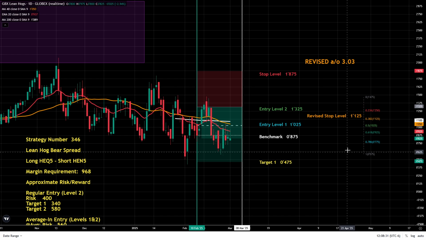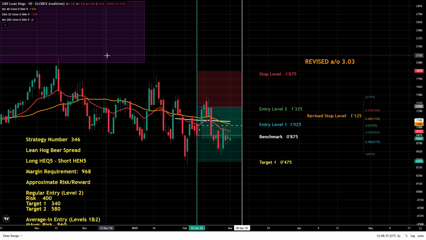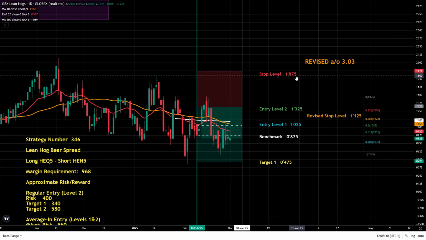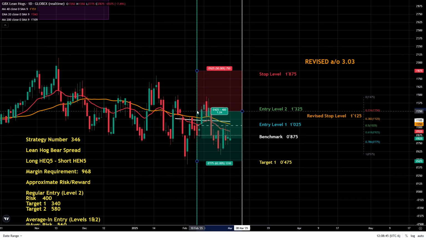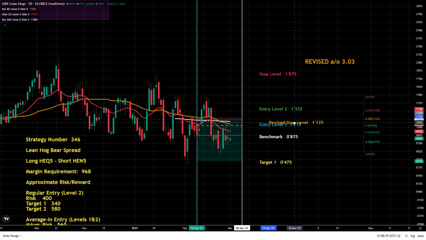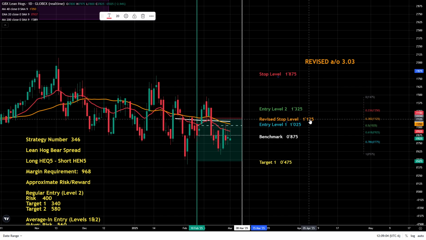As for the stop level, not wanting this winner to turn into a loser, we are going to drop the stop. So the original stop was 187, and now it is going to be 112. Cancel replaces, get on your platforms, call your brokers, call your trade desk, whatever your preferred method is. So the new stop level is going to be 112. All right, cancel the 187, move it down to 112.